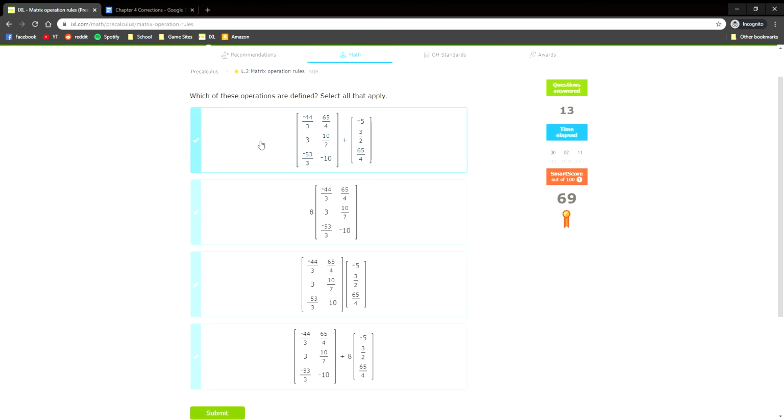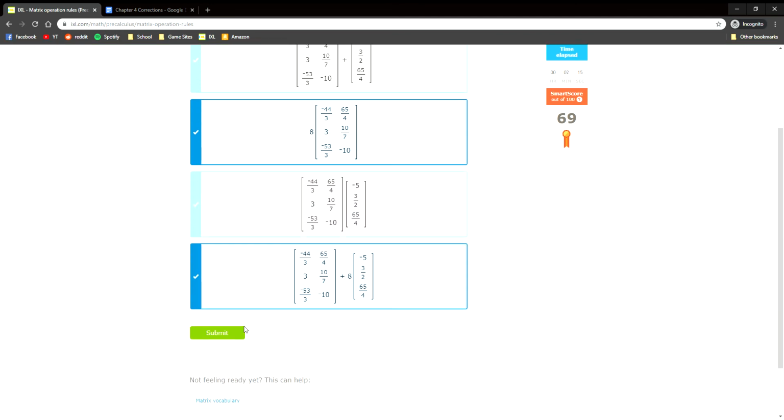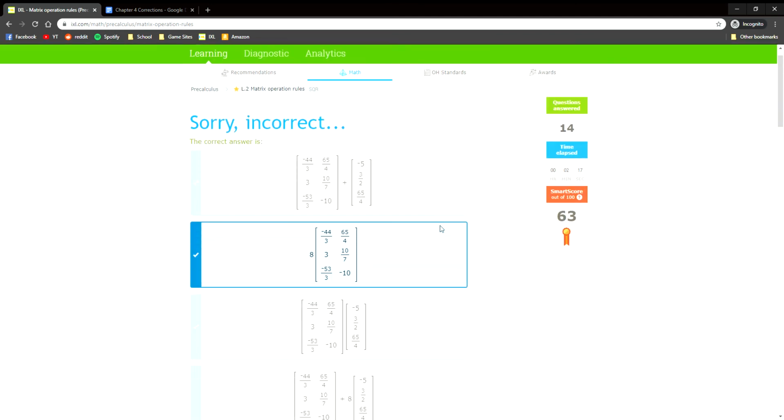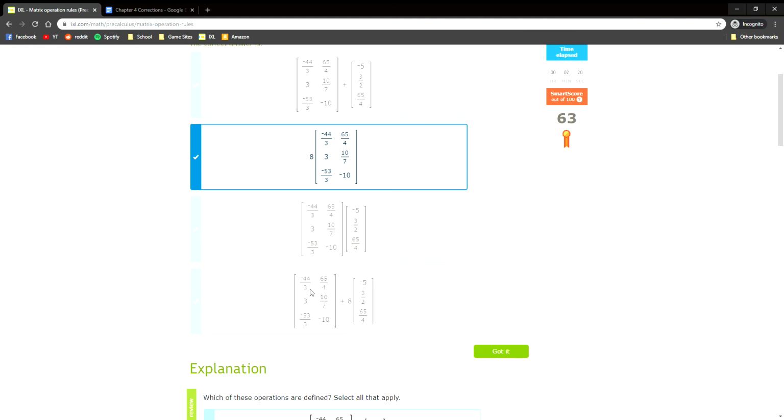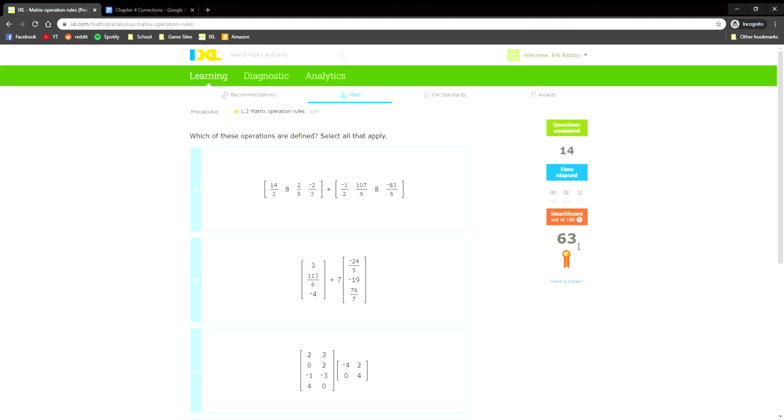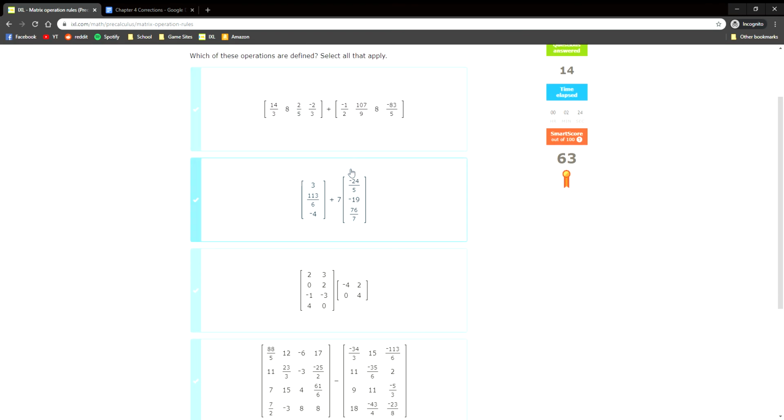Okay, which of these are defined? Not this one. This one is. This one is not. This one is. Hit submit. Oh, I got it wrong again. Why isn't... Oh, because they're not the same dimensions. Oh, look, my score went down more. But then it gives me more of the same type.